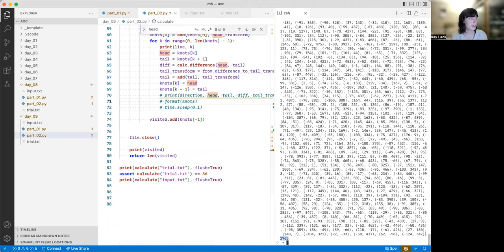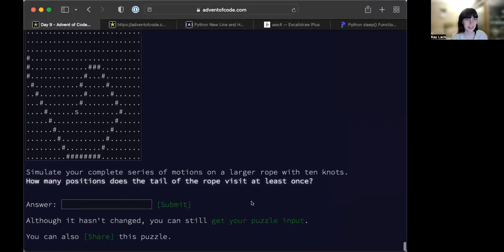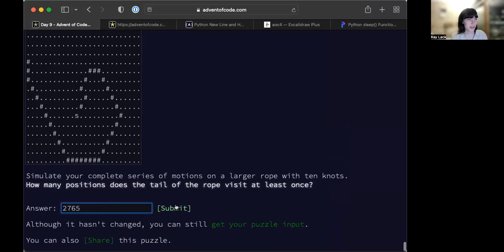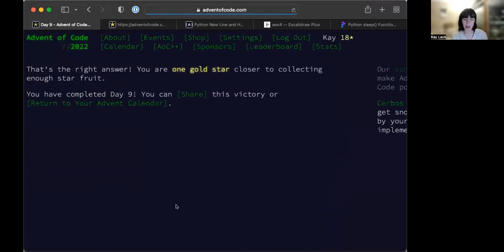Okay, 2765. Do we win? Do we win? Please, please win. 2765, 2765. Yes. 948. Oh my gosh, I absolutely cannot believe we've done this.